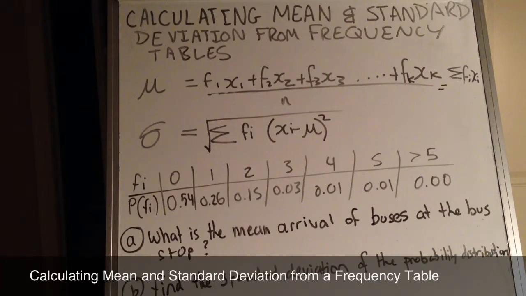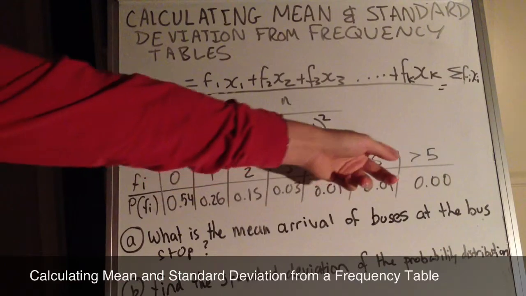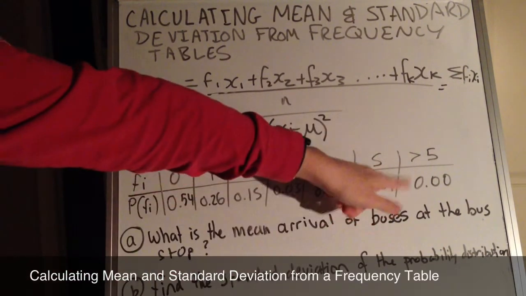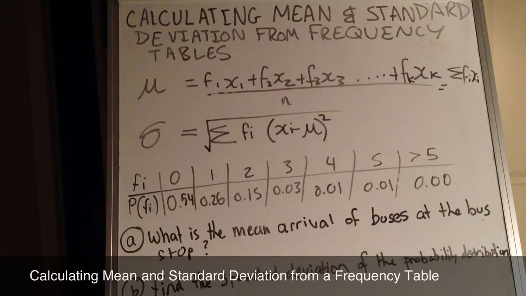Then plus 2, and remember to use brackets here, 2 times by 0.15, plus bracket 3 close bracket, bracket 0.03 bracket, plus bracket 4 bracket 0.01 bracket, plus bracket 5 bracket 0.01. And we don't have to worry about this last one, because how can we put in greater than 5? Look, the probability is 0, so we don't need to put it in, because it's never going to be more than 5 minutes late.